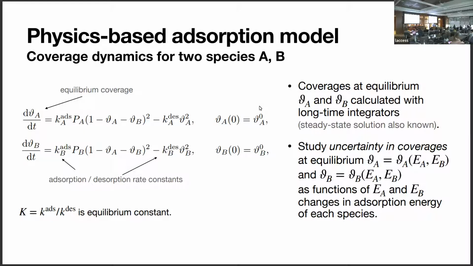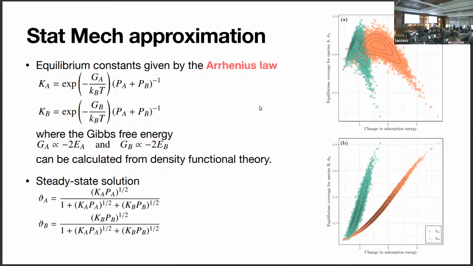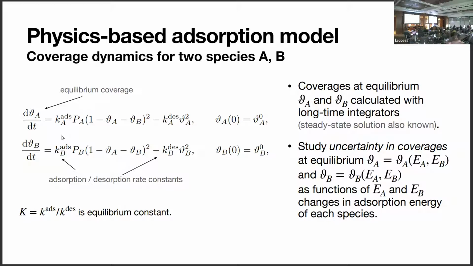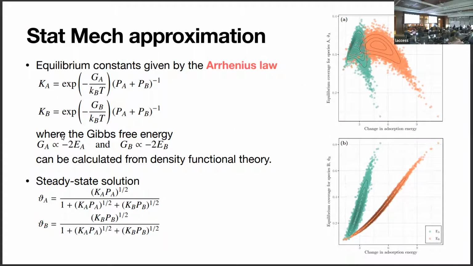The reason I say it's a toy example is because you have an ODE, you can compute the steady state, so we actually have a ground truth that you can look at for this simple example. The equilibrium constants in this ODE are given in terms of the changes in adsorption energy by an Arrhenius law. So you could compute for long times and look at the equilibrium coverages, or you can get it by the Arrhenius law in this case, calculating with the Kas and the Kbs.